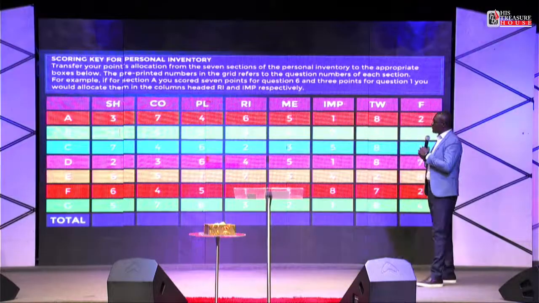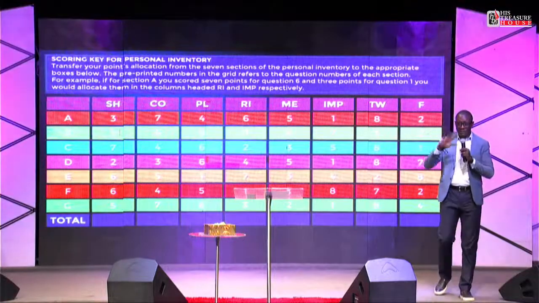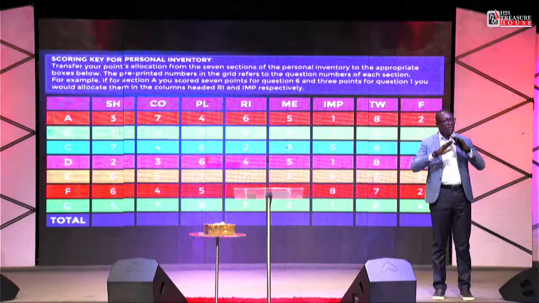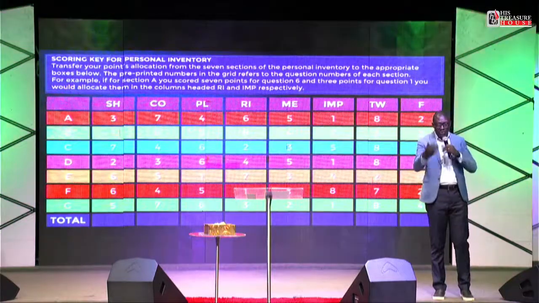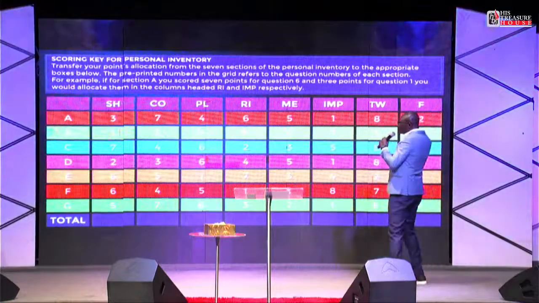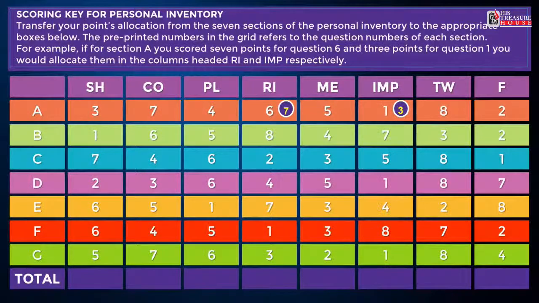So look up, everyone. You need to look up here. If you're still filling the different sections, just continue. Don't look up, except if you've finished. I will explain over and over for those who are still writing. But those who have finished, please look up. The scoring key: transfer your points allocation from the cell.